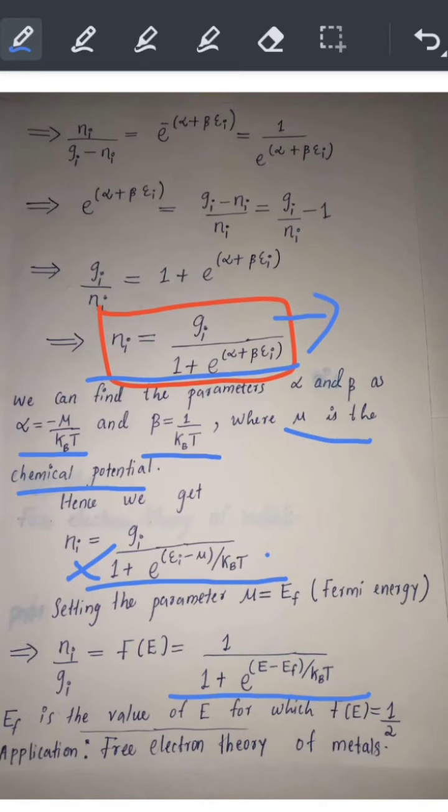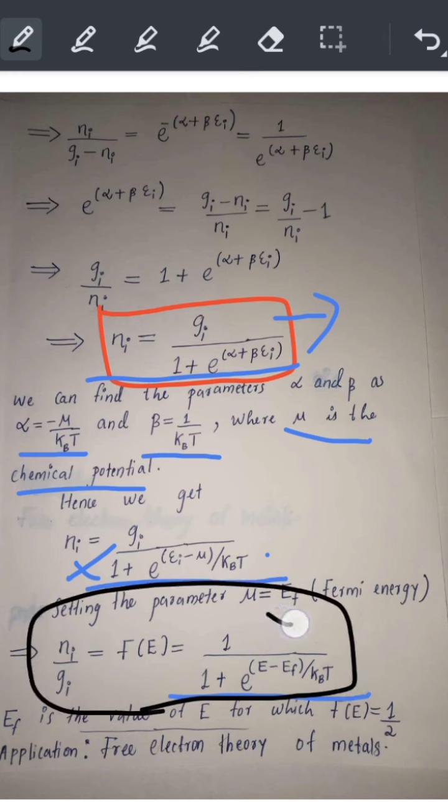You can apply this result, you need to apply this result for deriving the free electron theory of metals. And the free electron theory of metals is one of the main applications of the Fermi-Dirac distribution law.